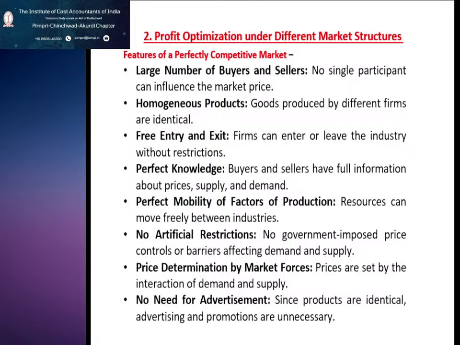So these can act as handy notes and reference study material during your exam preparations. Features of a perfectly competitive market include a large number of buyers and sellers. No single participant can influence the market price. Homogeneous products, where goods produced by different firms are identical. Free entry and exit, so firms can enter or leave the industry without any restrictions. Perfect knowledge about prices, supply and demand. Transparency is there: both buyers and sellers have full, transparent and complete information about prices, supply and demand forces also. Perfect mobility of factors of production: resources can move freely between industries.